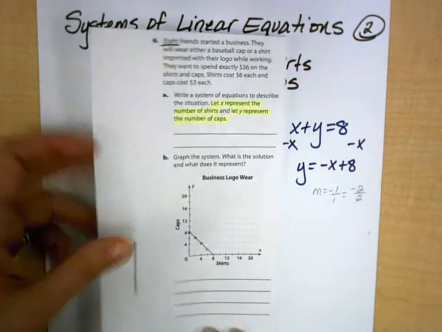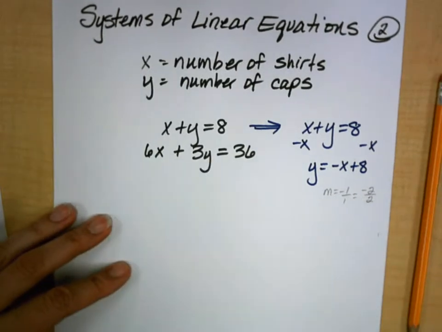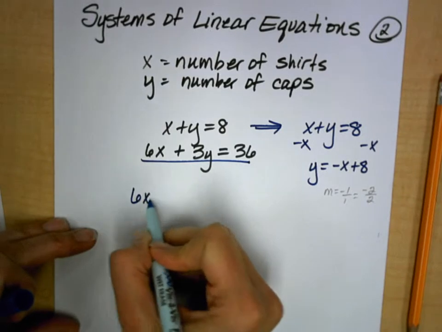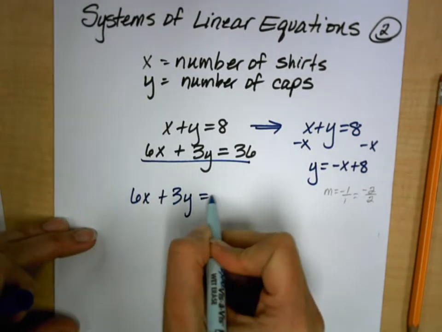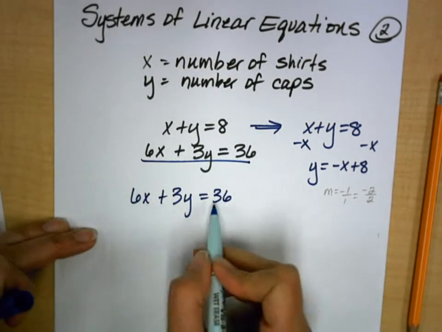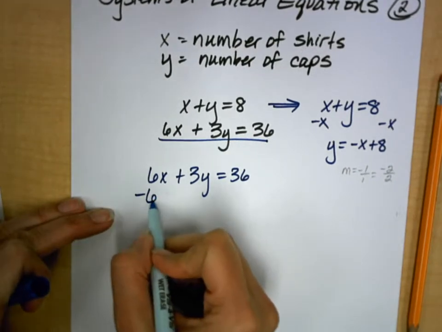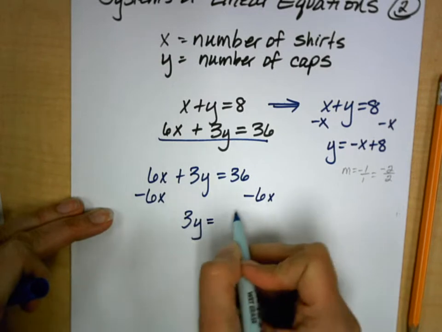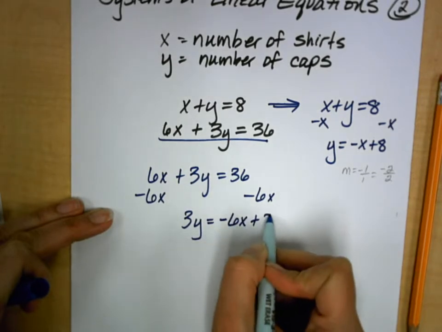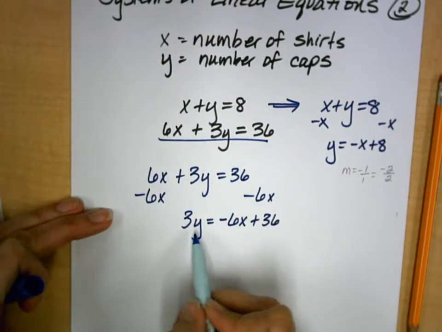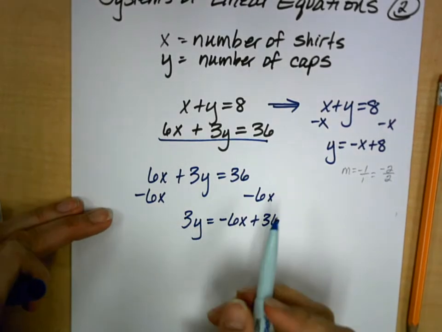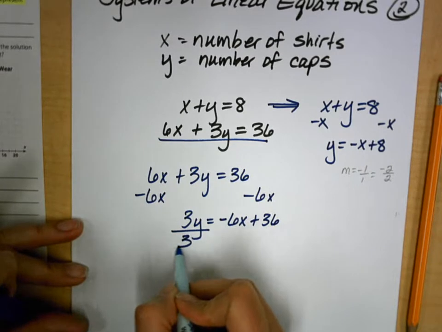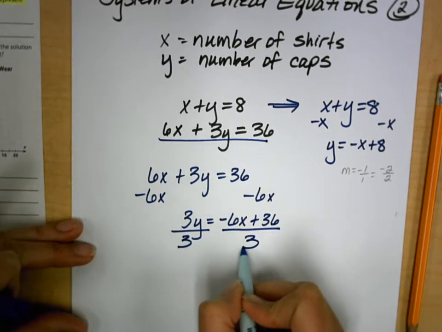First line drawn. Okay, this is my second equation, and I need to put it in slope-intercept form. 6x plus 3y equals 36. The x is on the wrong side of the equal sign, so I'm going to subtract it from both sides of the equation. Negative 6x plus 36. y has to be alone. y equals mx plus b. y is a singular y, quantity of 1. So I need to divide off this 3. Divide it from the entire right side of the equation.